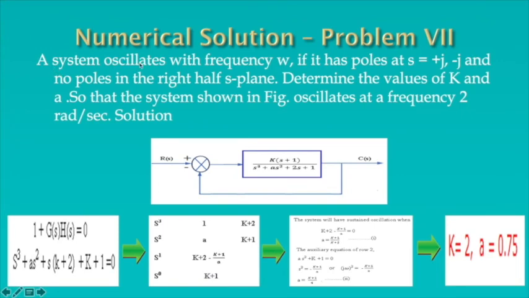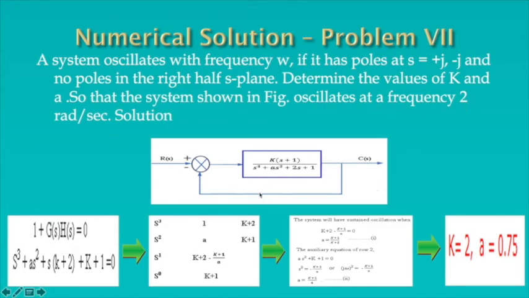A system oscillates with frequency omega if it has poles at s equal to plus minus j omega and no poles in the right hand half of the s plane. Determine the values of k and a so that the system shown in the figure oscillates at a frequency of 2 radian per second.